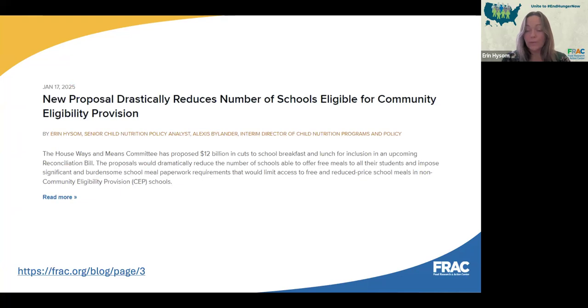We have a blog on our website that details this proposal and the impact it would have for each state. You can look at the number of students and number of schools that would be affected in your state through this blog. Next slide, please.